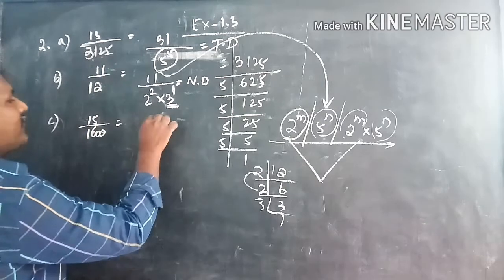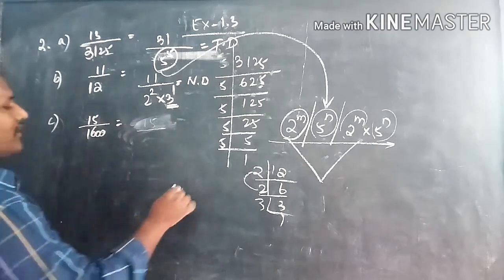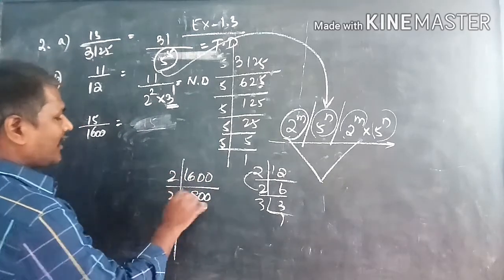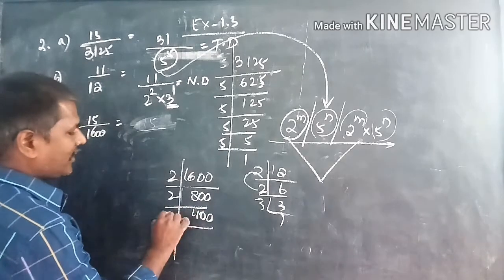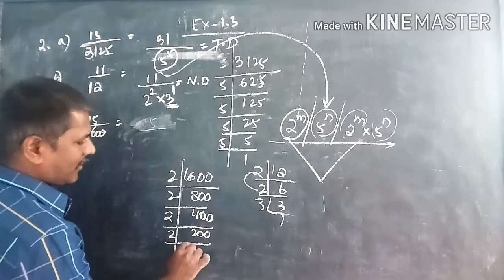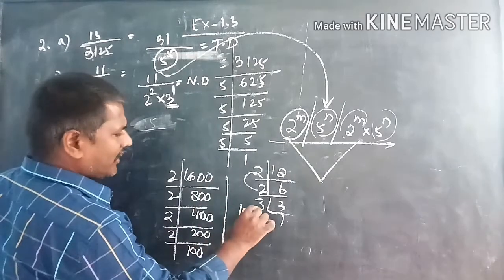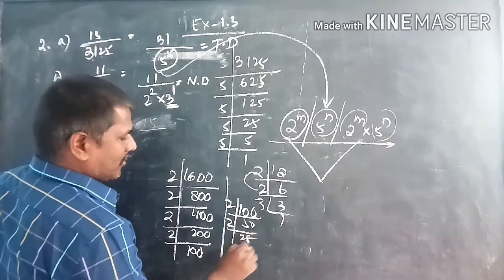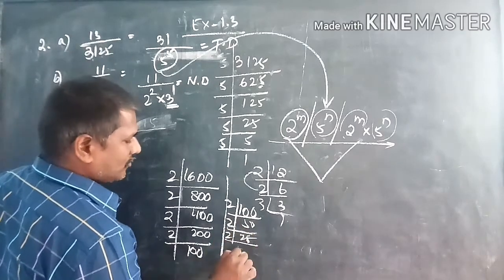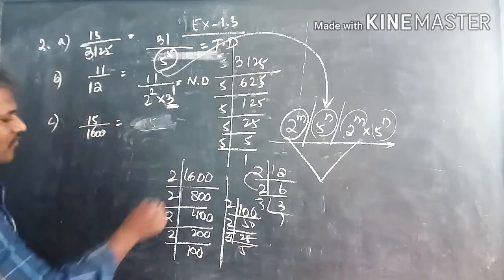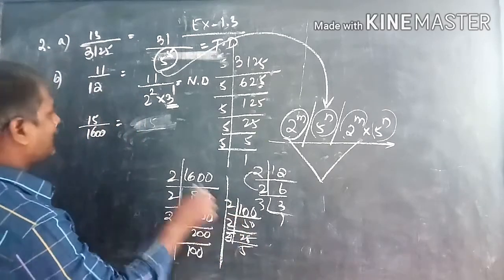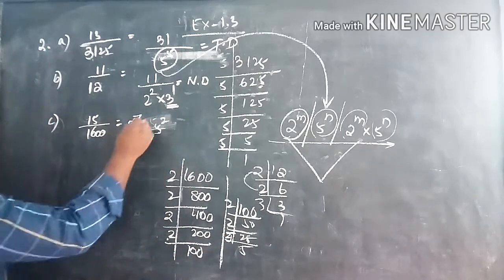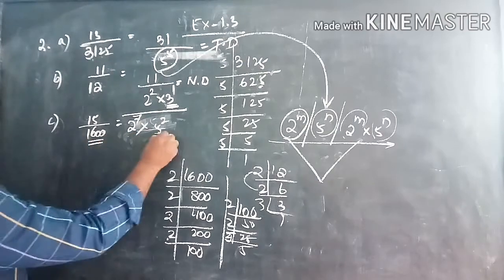Let us see the last one, 15 by 1600. The 1600 can be written like this. Now you have to divide by 2. 1600 divided by 2 is 800, now divided by 2 it is 400, now divided by 2 it is 200, now divided by 2 it is 100, now 100 divided by 2 is 50, now 50 divided by 2 is 25, now 5 5s are 25. So you got 1 2 3 4 5 6 7 2s, 2 to the power 7, and 2 5s, 5 square. So 1600 can be written in the form of this one.